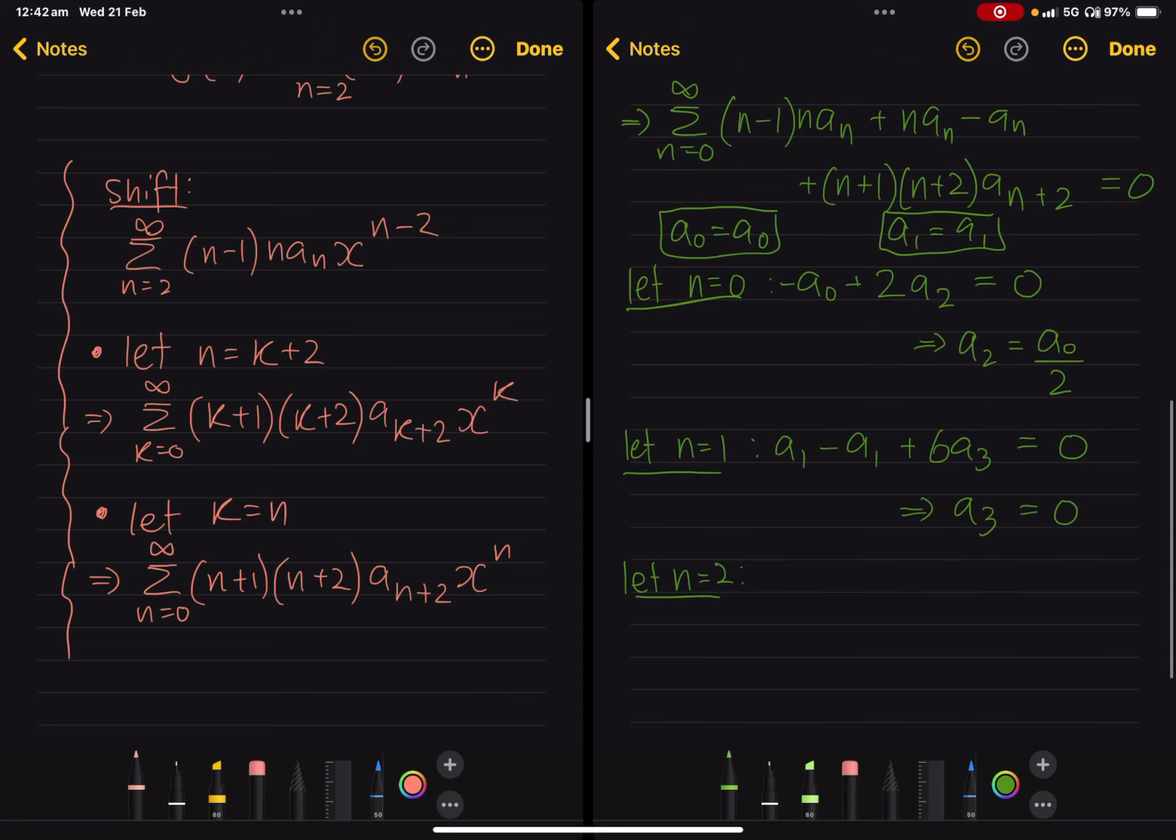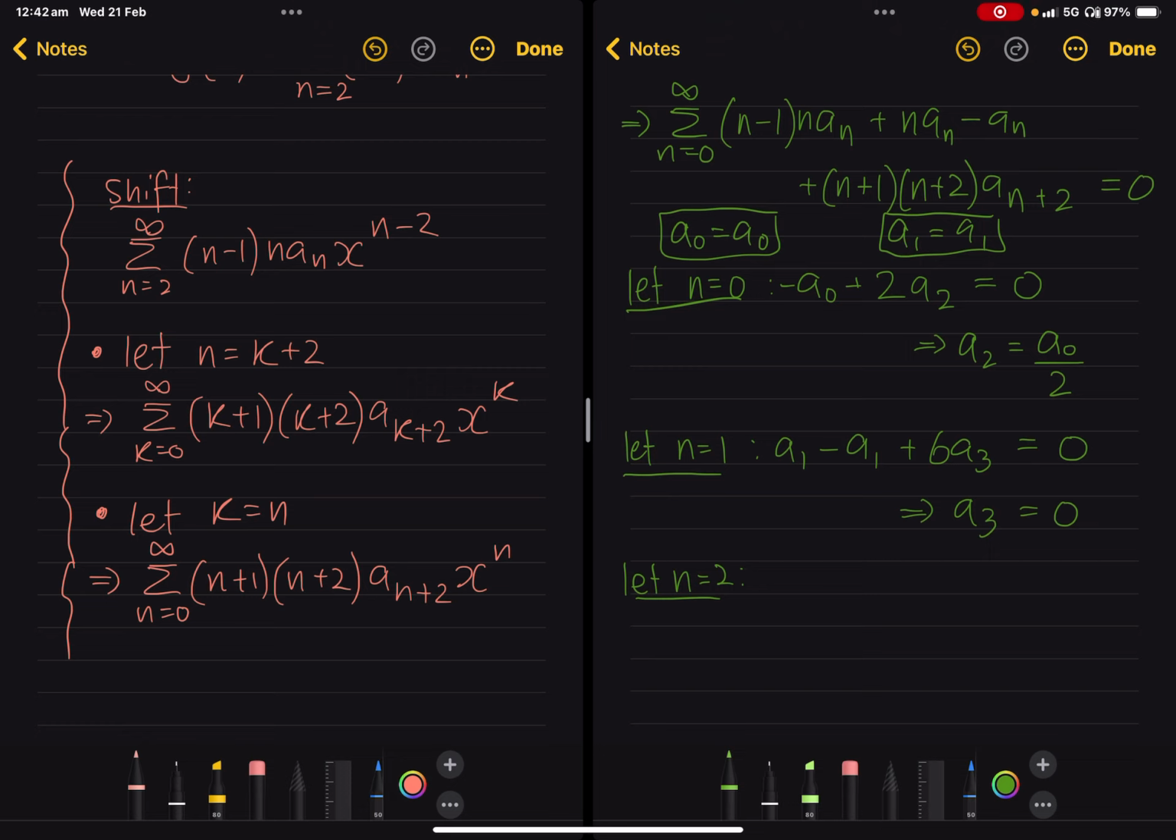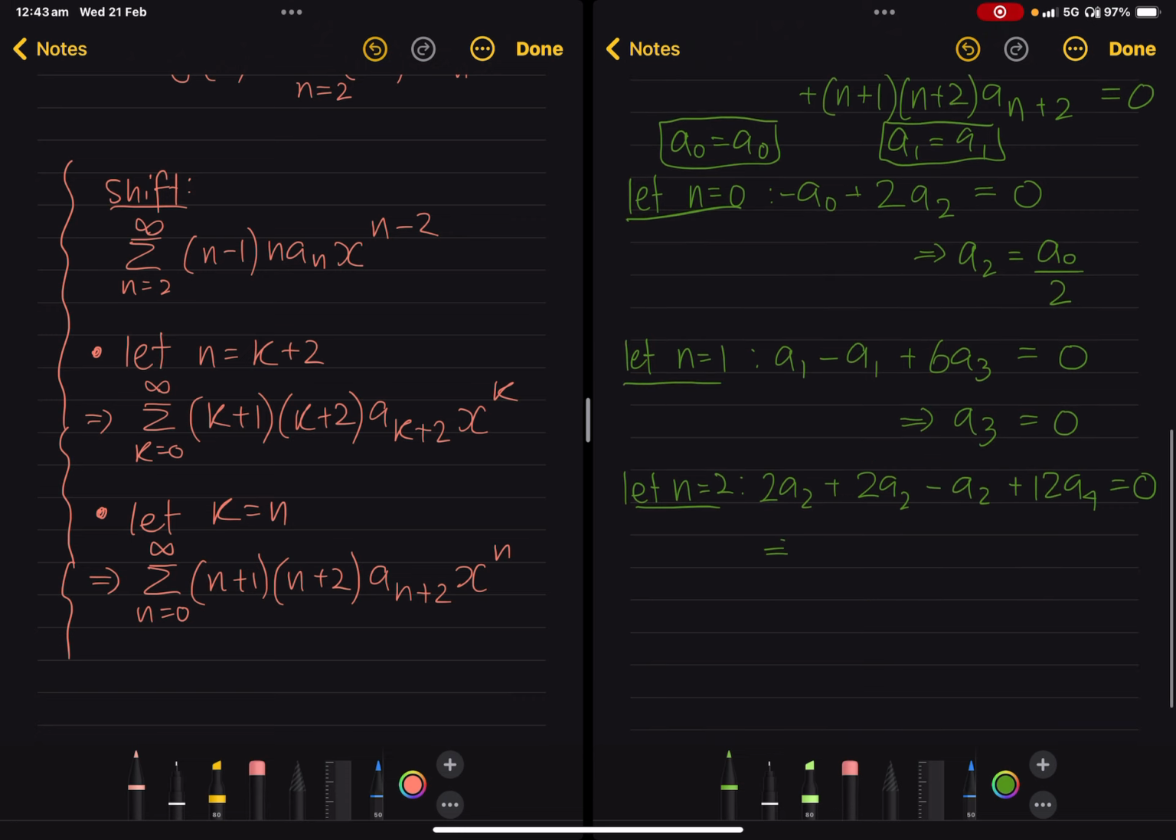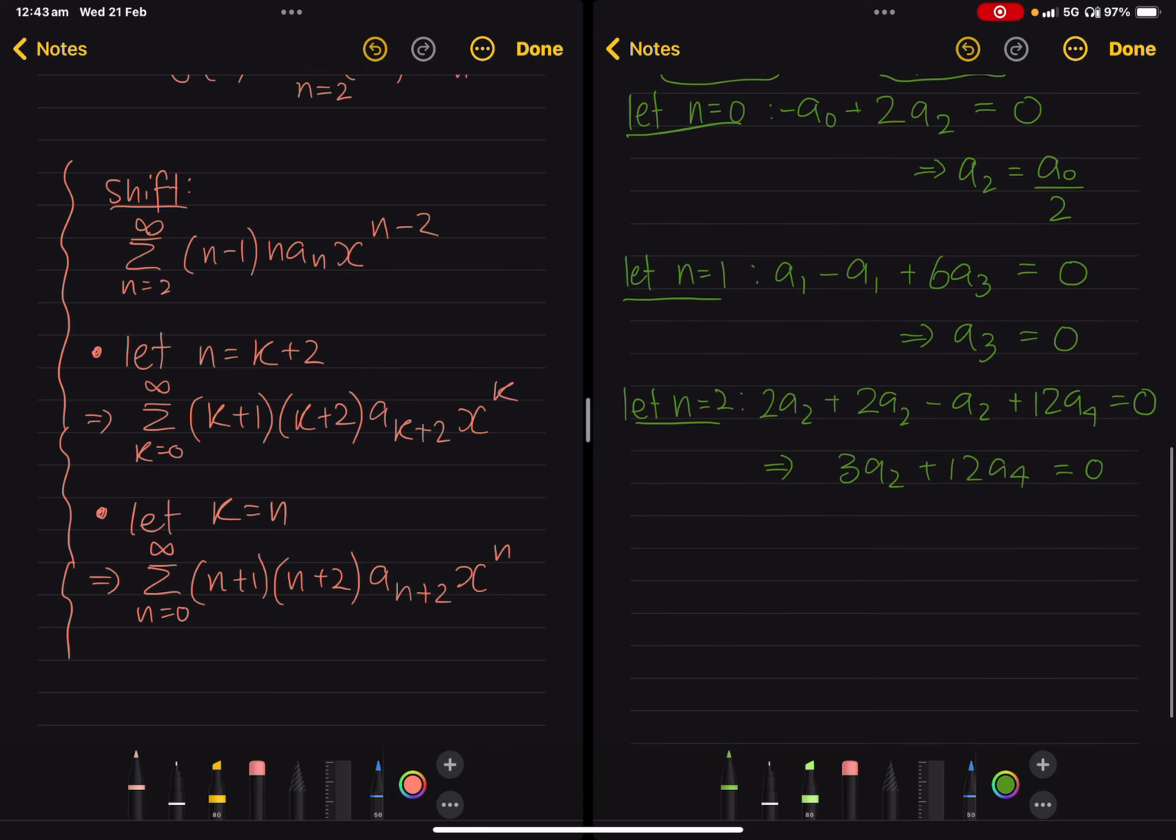This gives us 2 minus 1, which is 1, times 2 times a2. So this will be 2a2 plus 2a2 minus a2. And then we have 3 times 4, that's 12 times a4, plus 12a4. This is all equal to 0. So this gives us 2 plus 2 is 4, minus 1 is 3. This is 3a2 plus 12a4. Now what we want to do here is rearrange this so it's a4 as a function of a2.